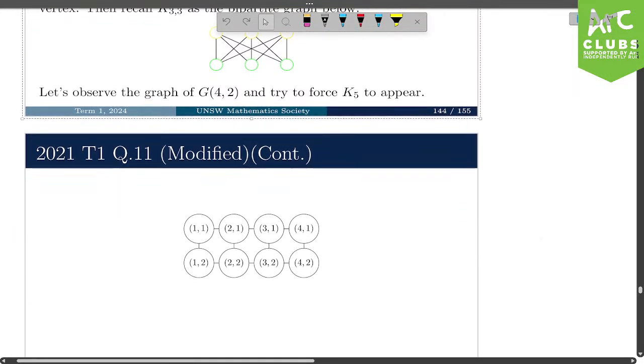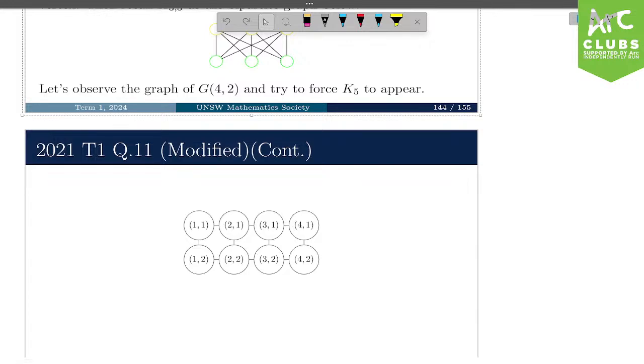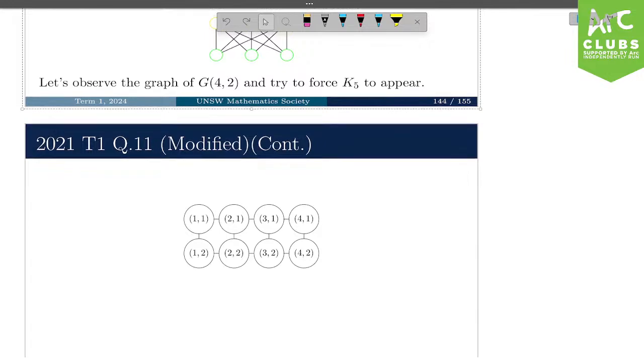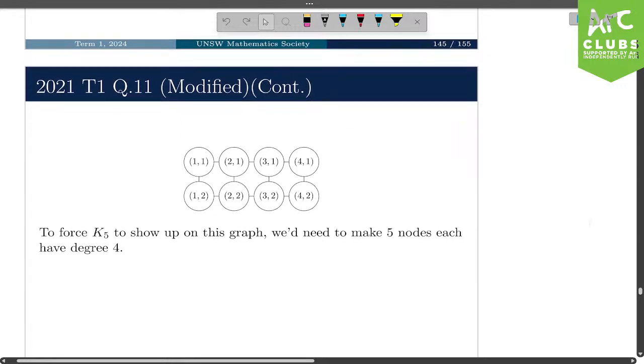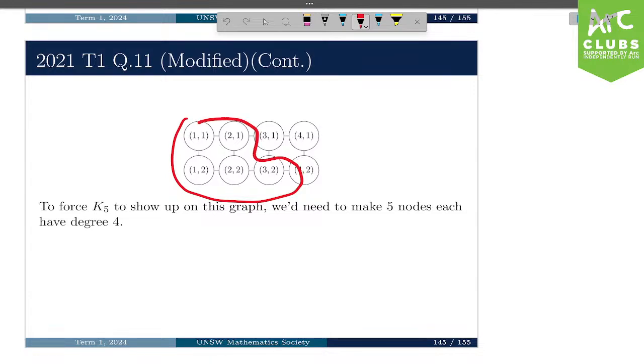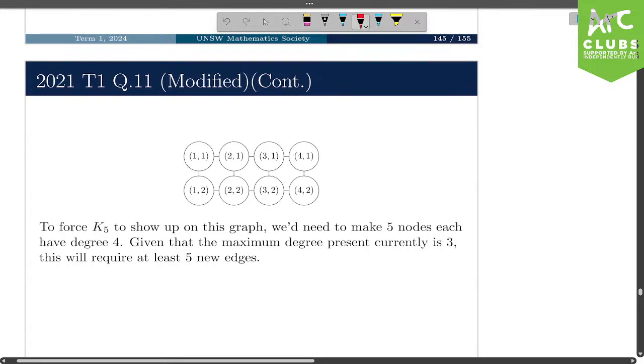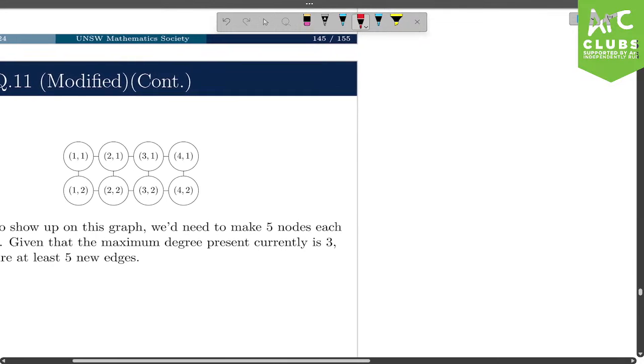Let's try to do this in the minimum number of edges, and let's first focus on K5. So we want to first take a set of vertices which are grouped to each other as much as possible, so we have to add the minimum number of edges to them. Here, if we take any 5 nodes which are close together, like these, notice how many edges you will need. You will need 5 new edges. So to try and draw this out, let's give it a go.